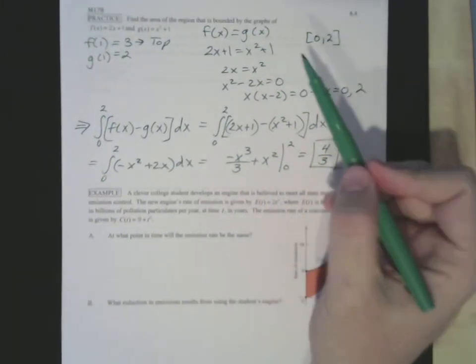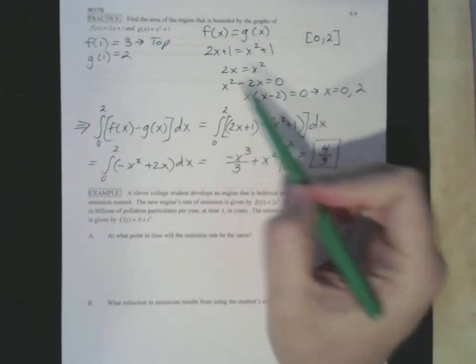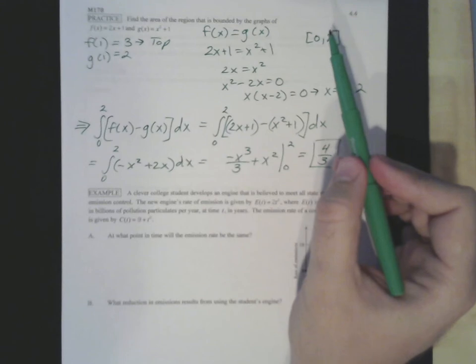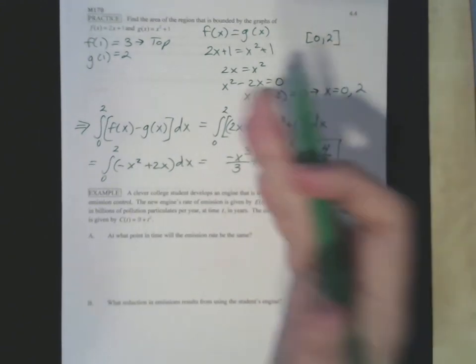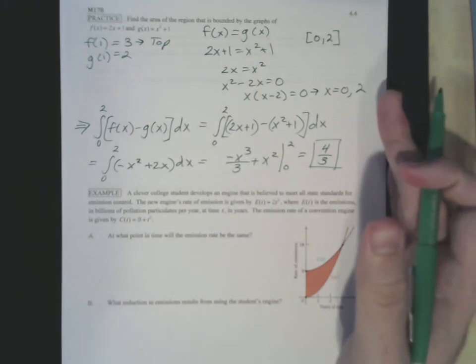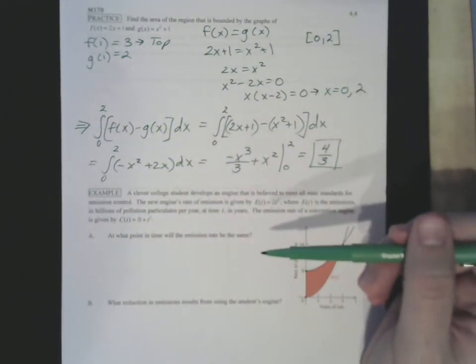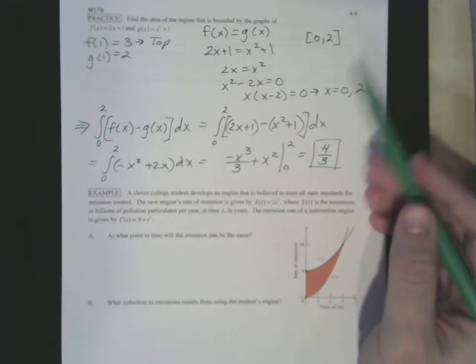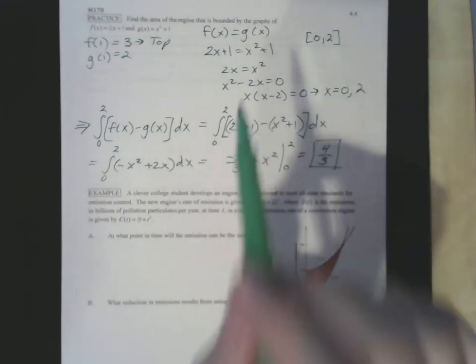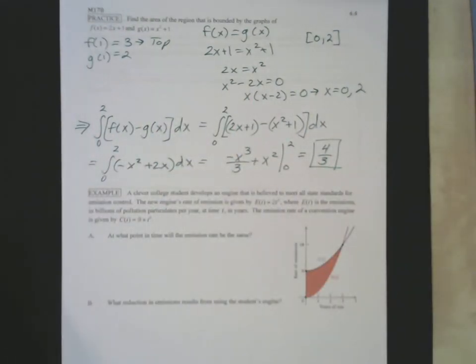So if you're not given the interval, set your functions equal to each other and solve. Your x values will give you your interval. Now if you get more than 2, that means you have 3 different pieces, and you need to check what's the top and the bottom in each piece. So you could have multiple intervals, from 0 to 2, 2 to 3, 3 to 4, and you would have to check points in between all of those to see which one's on top and which one's on bottom for each piece.